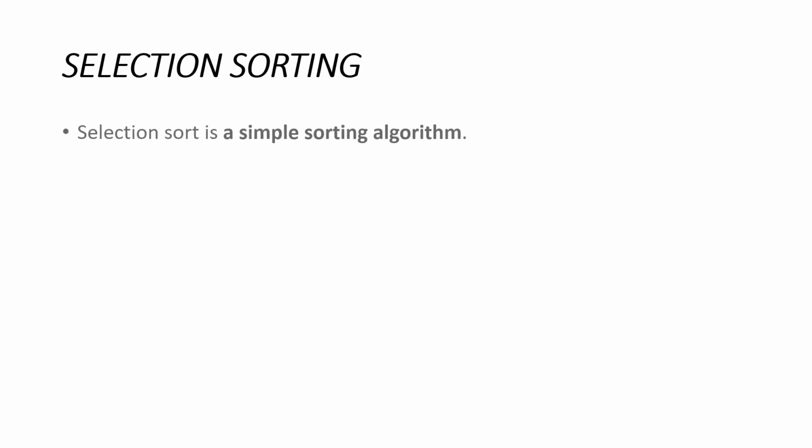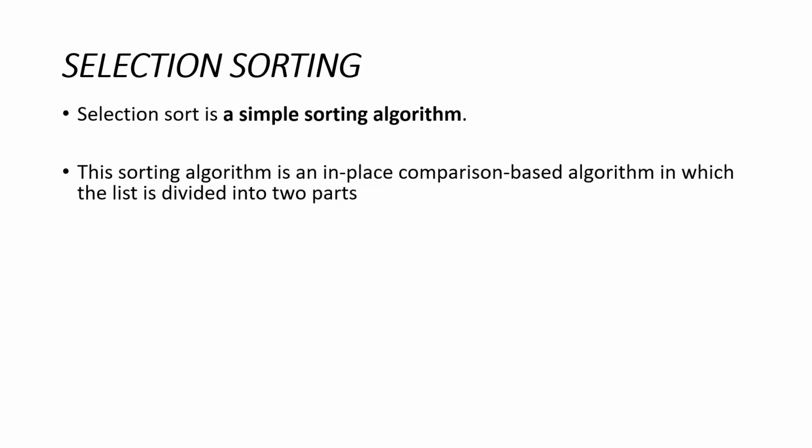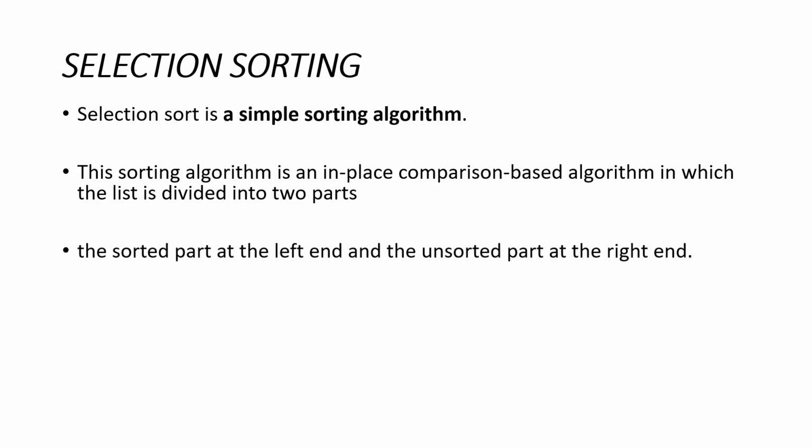It is a simple sorting algorithm. This sorting algorithm is an in-place comparison-based algorithm in which the list is divided into two parts, where the sorted part is at the left end and the unsorted part is at the right end. Now let us take an example.